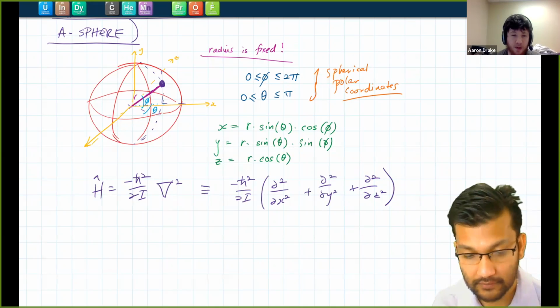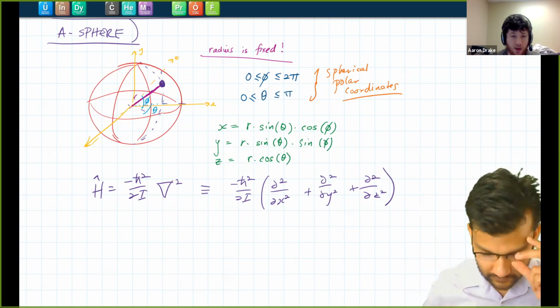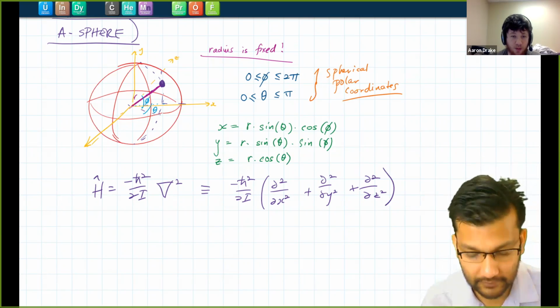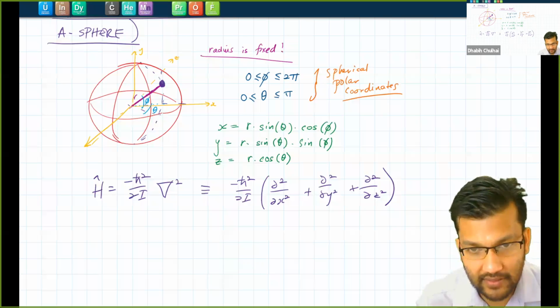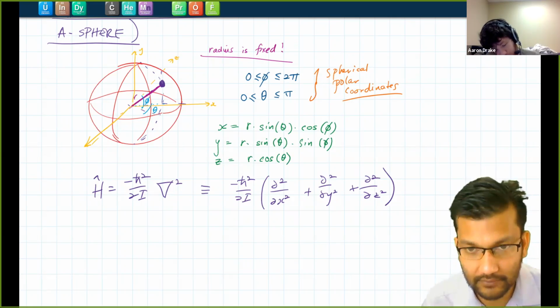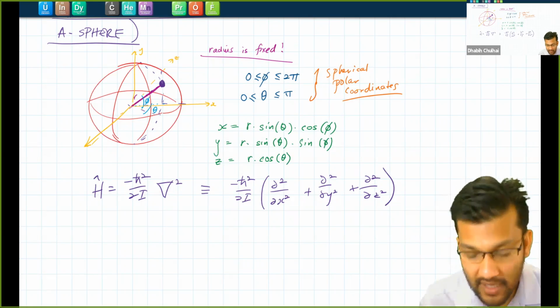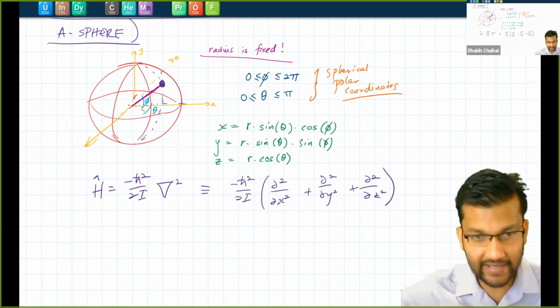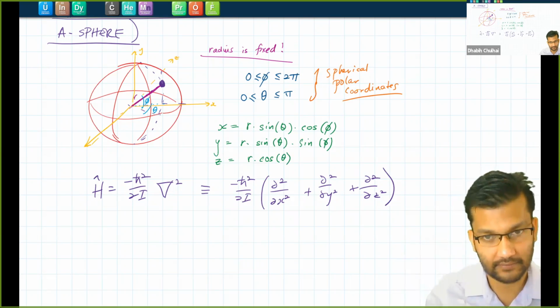Sorry, just to clarify, so phi is the angle between x and y, and theta is the angle between x and z? Or y and z, right? It depends on how you rotate it. It's the same thing, but yes, x and z or y and z. Basically, it's the angle between the xy plane and the z-axis.